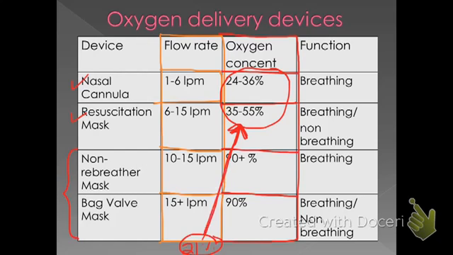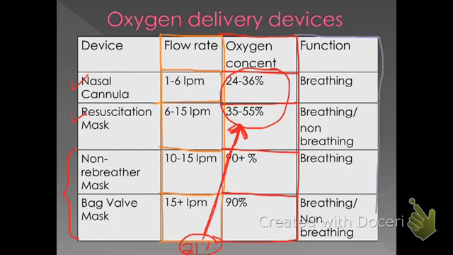So if you have an oxygen cylinder and you are certified to deliver oxygen to your patient, then the gold standard probably would be either the non-rebreather or the bag valve mask. However, if you're stuck with a nasal cannula and a resuscitation mask, it still beats us artificially breathing into our patients. So when and who can these devices be used on?